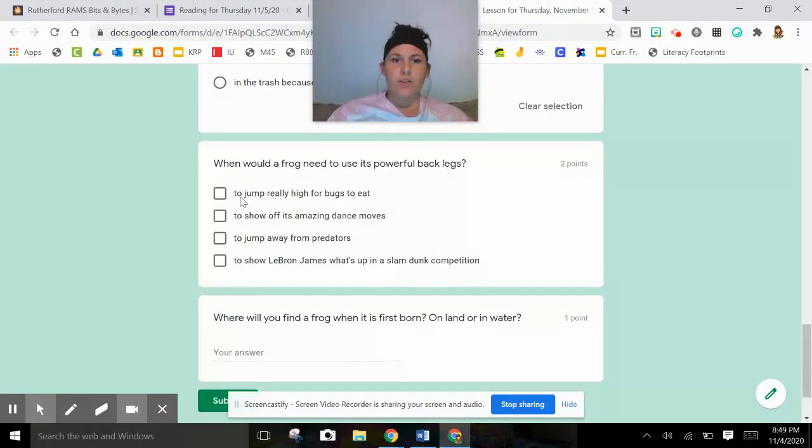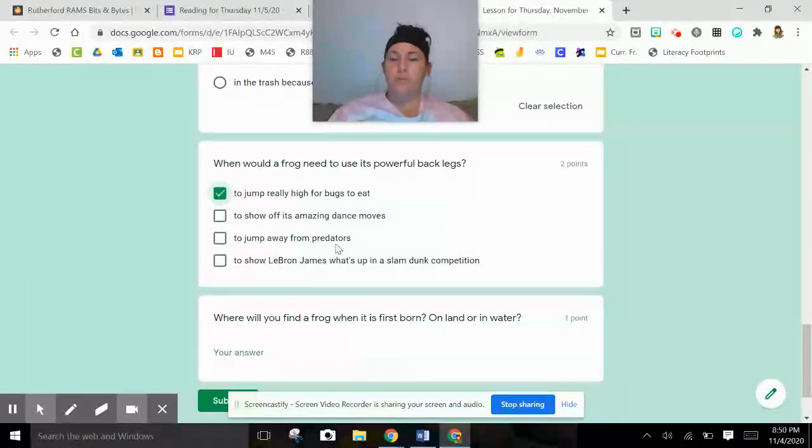All right, so first one, to jump really high for bugs to eat. I definitely think that one would be it because they need bugs to survive. If they don't eat bugs, then they'll die. So that's really important. So I think a frog would definitely use them in that way. To show off its amazing dance moves. I don't think a frog's really worried about dance moves, so we're going to keep that one blank.